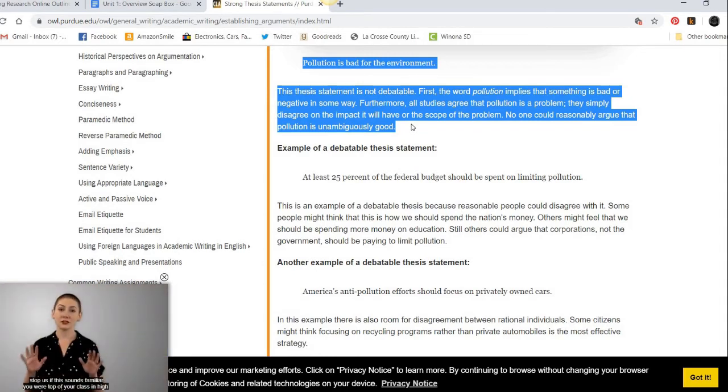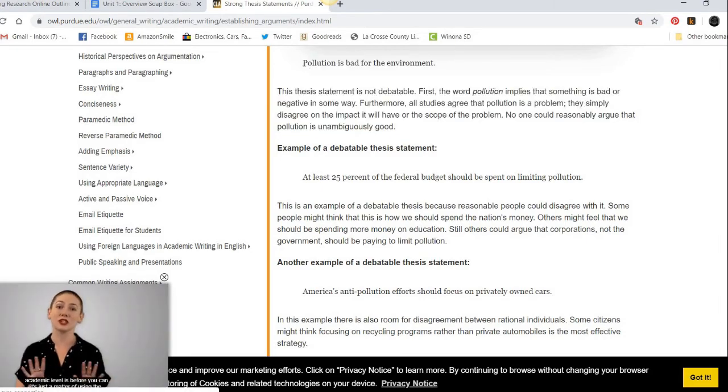First, the word pollution implies that something is bad or negative in some way. It is included in the definition. Furthermore, all studies agree that pollution is a problem. They simply disagree on the impact it will have or the scope of the problem. No one would reasonably argue that pollution is unambiguously good. Not even Ron Swanson, right? So this is completely undebatable.